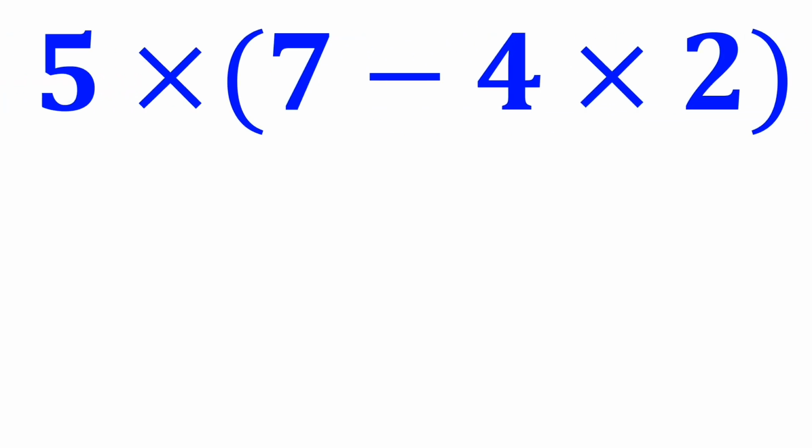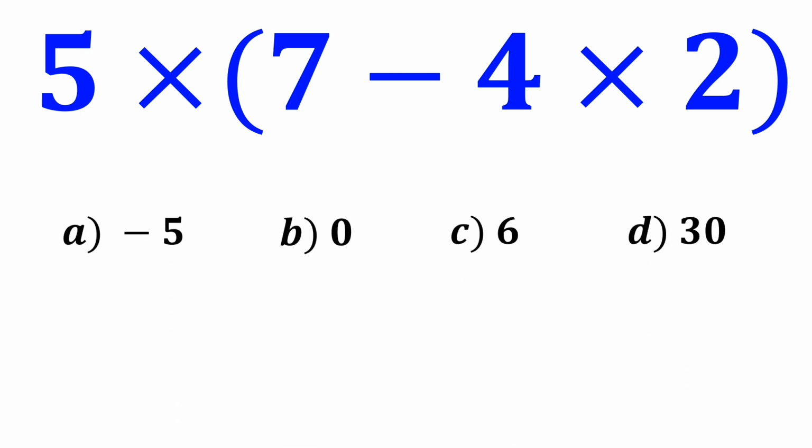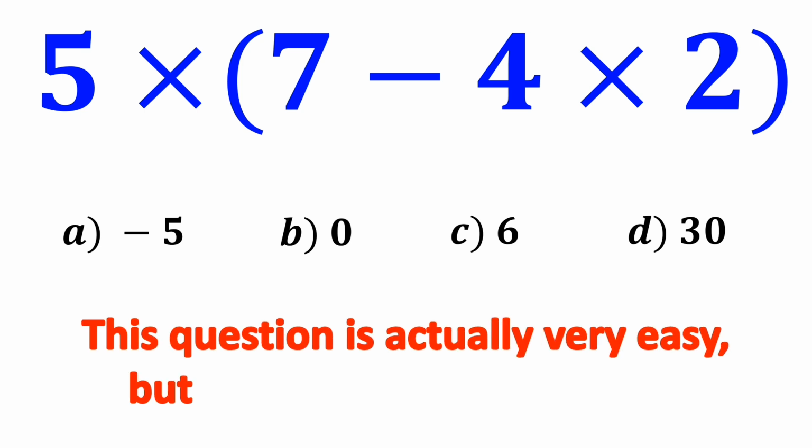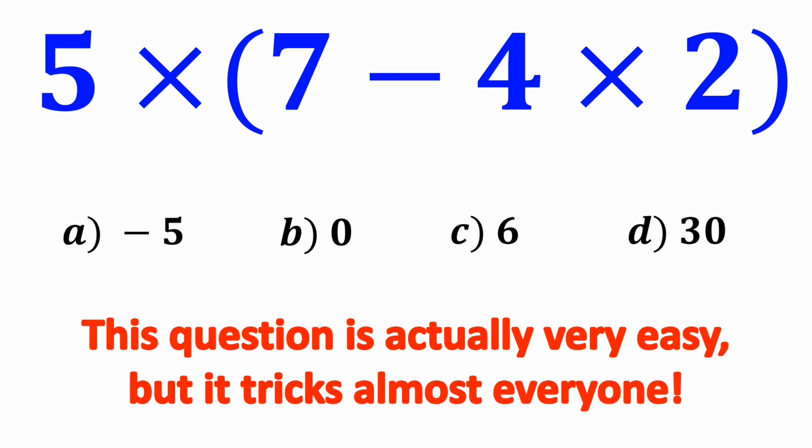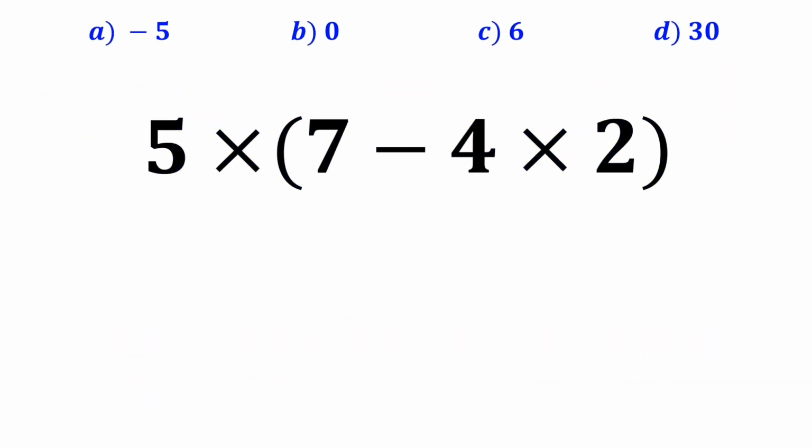What is the value of the expression 5 times open parenthesis 7 minus 4 times 2 close parenthesis? Which option do you think is the correct answer to this question? This question is actually very easy, but it tricks almost everyone. Let's dive in and crush it together.